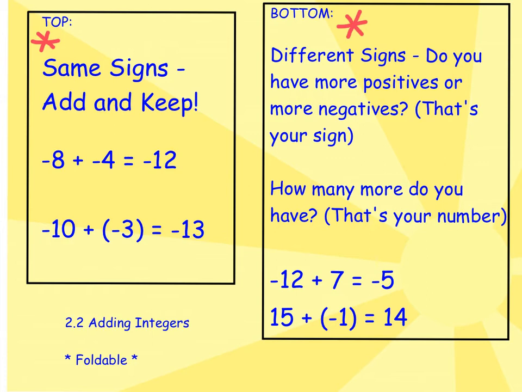If they have different signs, do you have more positives or more negatives? That's going to be your sign. And how many more do you have? That's the number that goes in the answer.